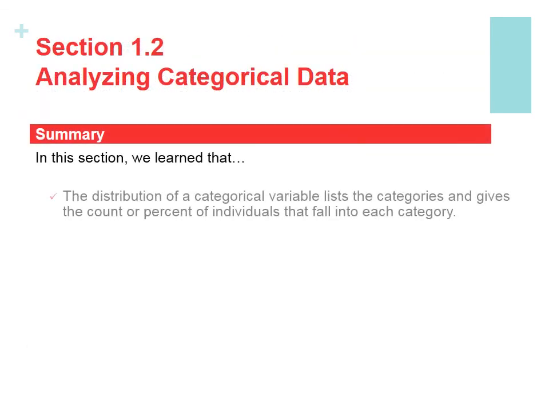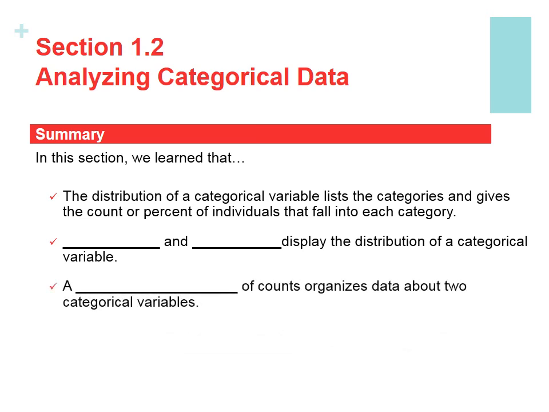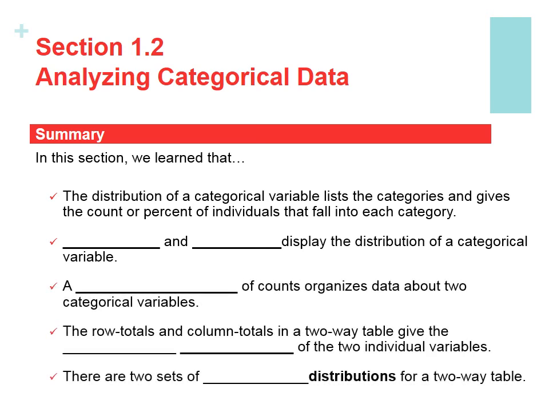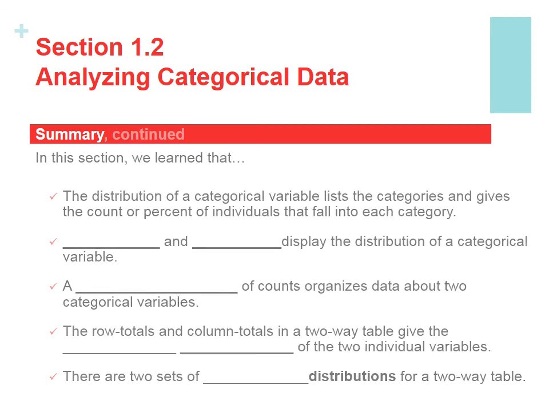Okay, so just a quick summary. In this section, we learned that the distribution of a categorical variable lists the categories and gives the counts or percents. Okay, see if you can take a minute and just fill these in. So what two types of graphs do we use to display categorical variables? What kind of graph allows us to look at the number of counts and organize that into two categorical variables? The row totals and column totals in a two-way table give the what? Okay, there are two sets of distributions for a two-way table. Okay, so a two-way table, what kind of distribution?